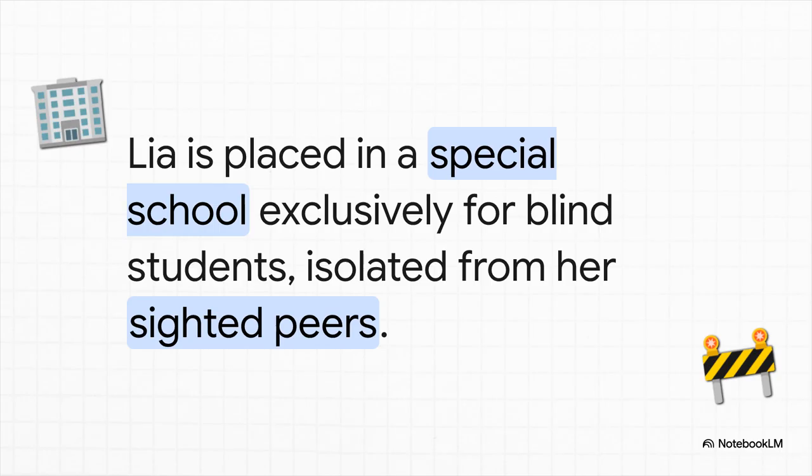So for Leah, this means she does get enrolled in a school. But it's not her local school with her neighborhood friends. She's sent to a special school, one exclusively for blind students. And yeah, she might get fantastic Braille instruction there, but she's completely cut off from her sighted peers. She's in an isolated world.